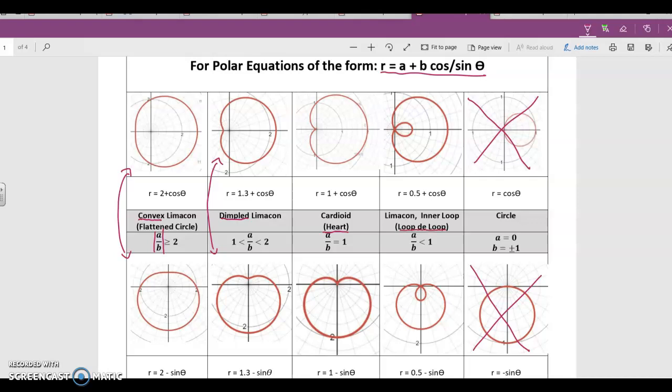Next, we have the inner loop or the loop-de-loop. I think that's more fun, so we're going to call it that. That is when your a over b is less than 1. And remember, these are all absolute values.